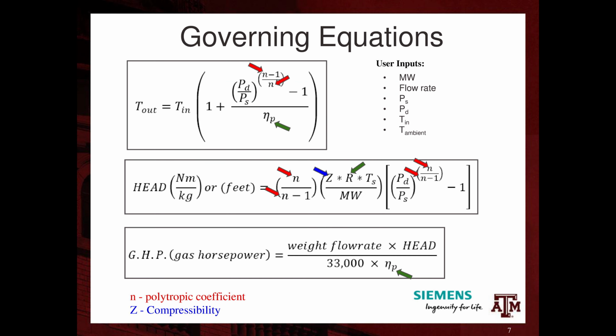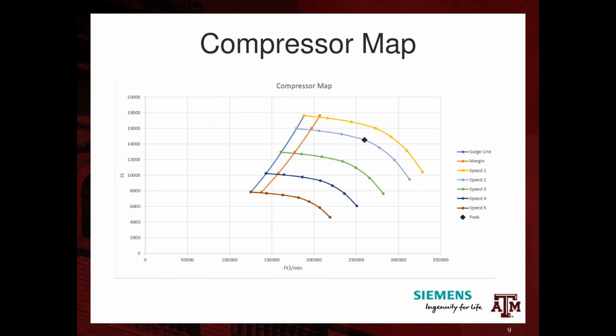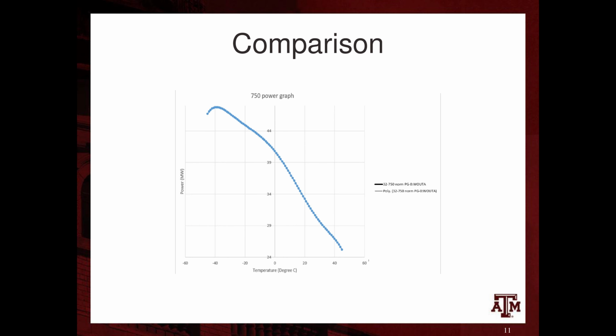The desired outputs of the algorithm are the temperature out, polytropic head, and the power output of the compressor. In order to obtain these results with the limited inputs available, estimations had to be made for the polytropic coefficient as well as the gas compressibility factor. After obtaining the polytropic head and power outputs, the final outputs can be obtained, that being the compressor map, the gas turbine selection, and the power graph.